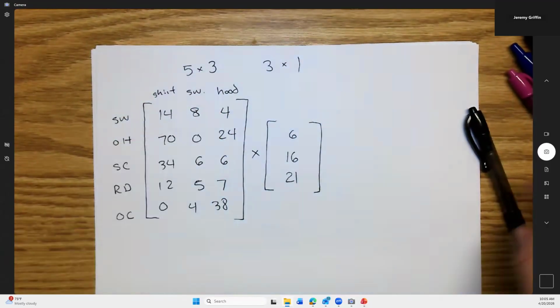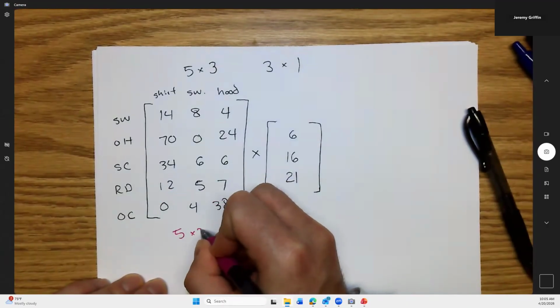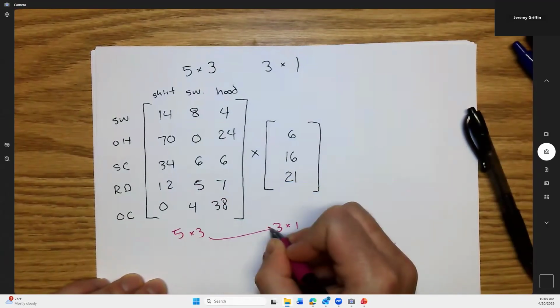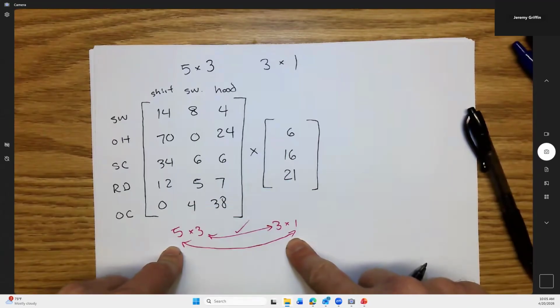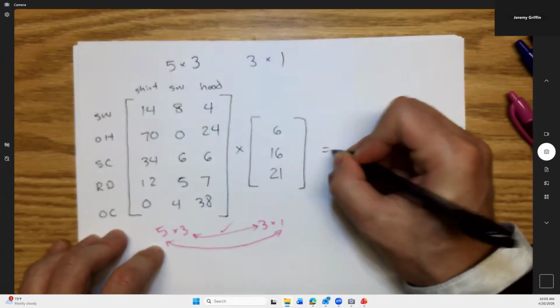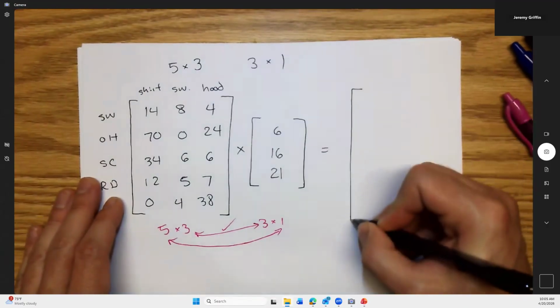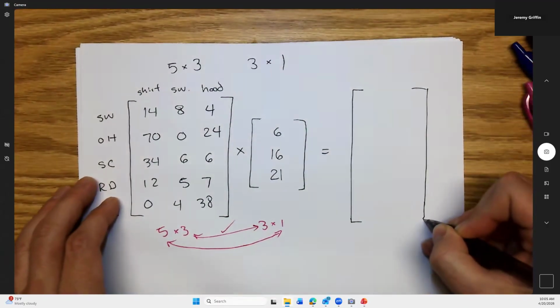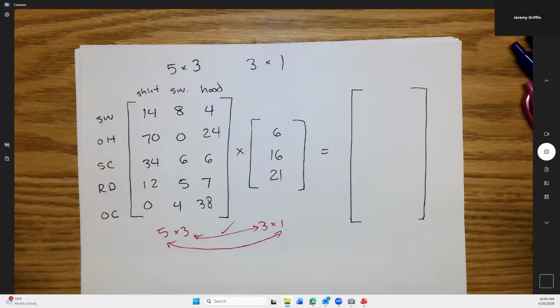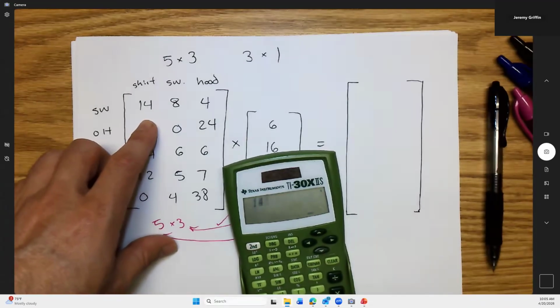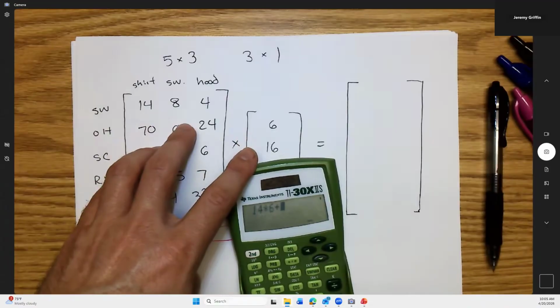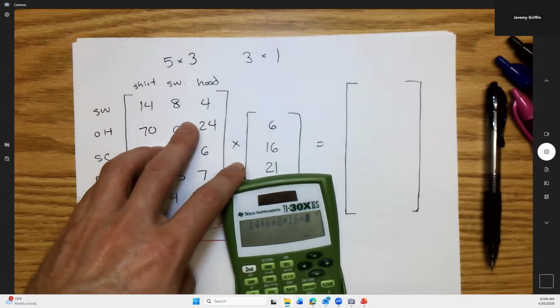You see it? So yeah, I got a 5x3 matrix and a 3x1 matrix. I can multiply these together. So check. Okay. And guys, the final answer is going to be a what by what matrix? 5x1. A 5x1. Because I have 5 different deliveries. And each of those is going to be one package with some weight. You see how it actually goes together? You need matrices to solve this. Okay. So this would be 14 times 6 plus 8 times 16 plus 4 times 21.